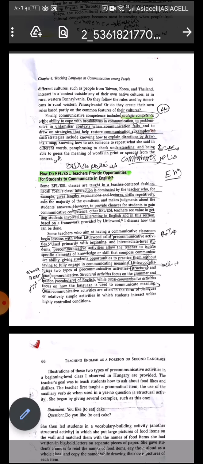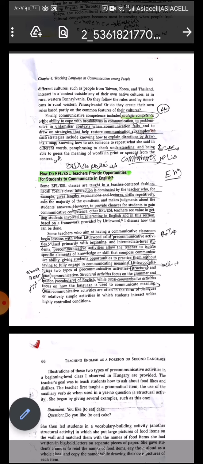Last lecture we talked about the concept of communicative competence, and we said that there are five types of communicative competence. The last one was strategic competence, which refers to the use of strategies to overcome breakdown during the communication. Some teachers aim at having a communicative classroom.